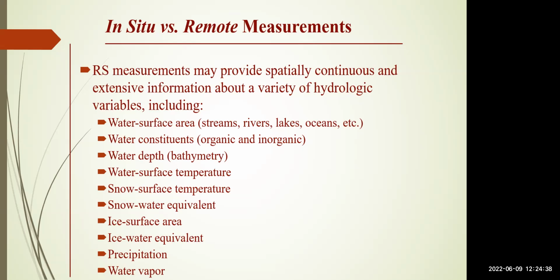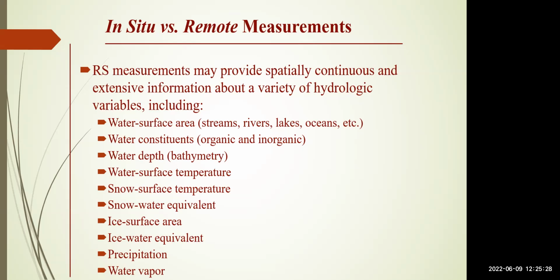If we talk about in situ data, it cannot do this, because that is for a specific location, but we need to consider the overall area, for example whether the streams, rivers, lakes or even the ocean tidal waves are increasing or decreasing. So that is one part, and another is the water constituents. That is also very important: what type of minerals you are calculating, whether they are organic or inorganic, and different other parts which we will be discussing in our slides as well. And also the water depth, which is called bathymetry.